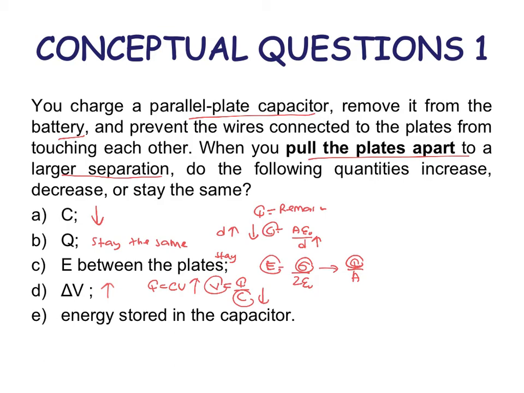So what about the potential energy stored in the capacitor? You can use the formula U equals 1 over 2 Q squared over C. So when your C decreases, your potential energy will increase. The additional energy basically comes from the work that you do in pulling the two plates apart, and that's the reason why your stored energy will increase. Okay, let's move on to the next question.